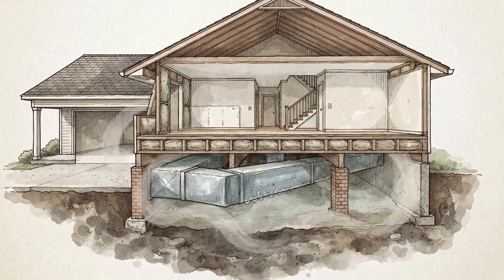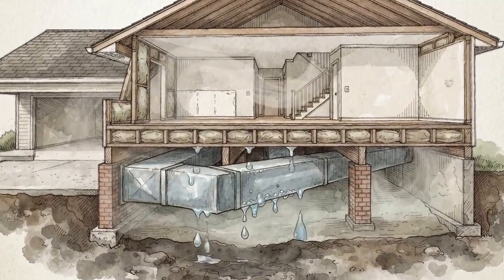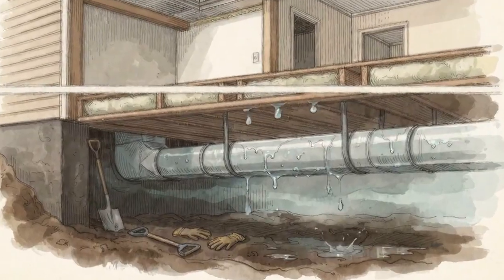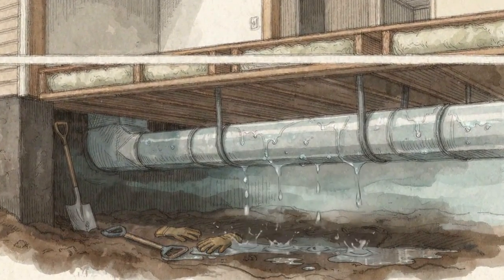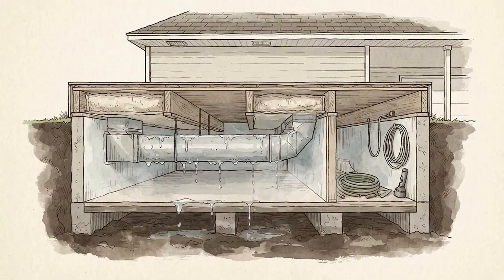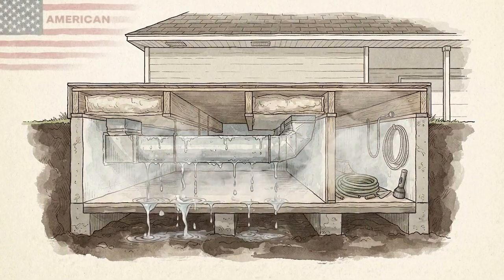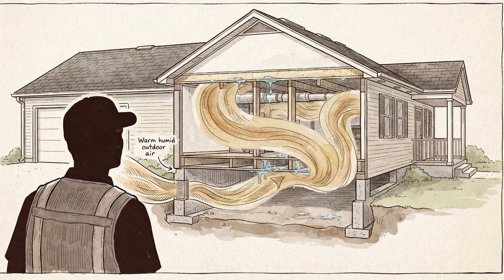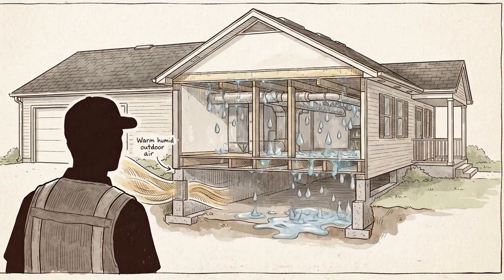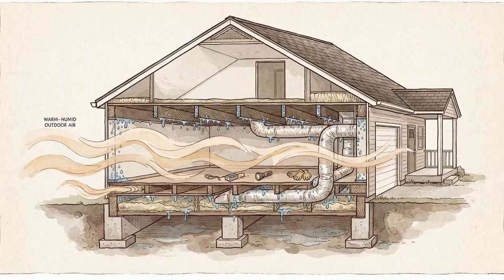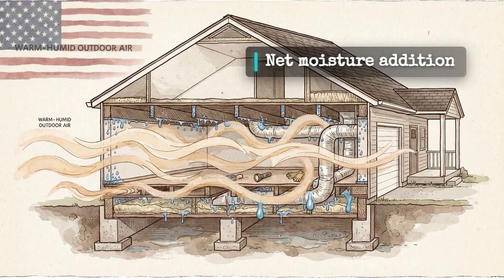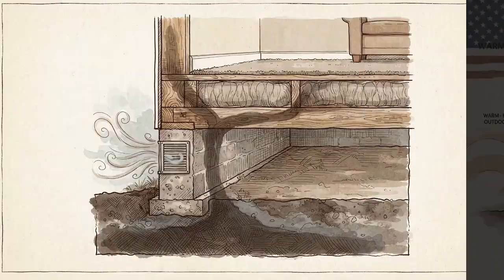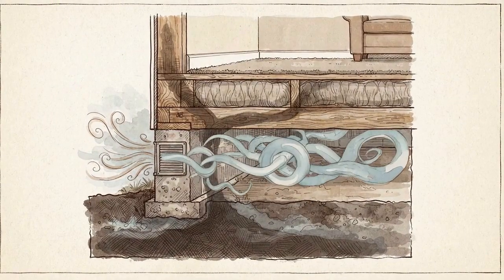ASHRAE Standard 160 explicitly addresses this mechanism. It identifies the summer condensation risk in vented crawl spaces as a climate-dependent phenomenon that peaks when outdoor humidity is high and crawl space surfaces are significantly cooler than the incoming air's dew point. The standard uses the phrase net moisture addition to describe what happens. The vent does not remove moisture in this condition.